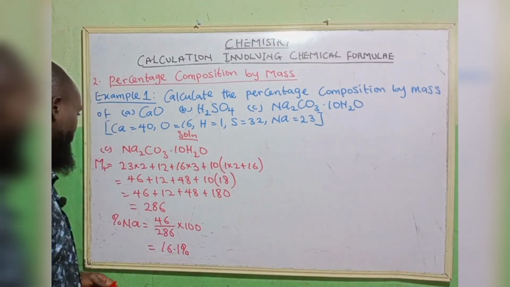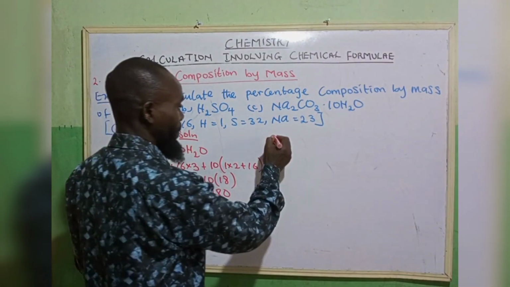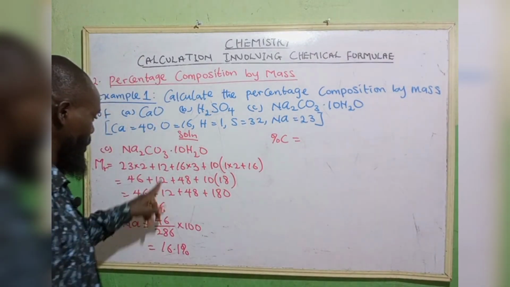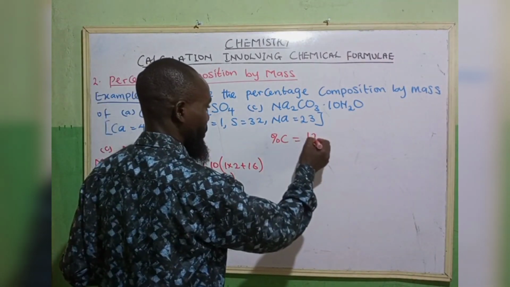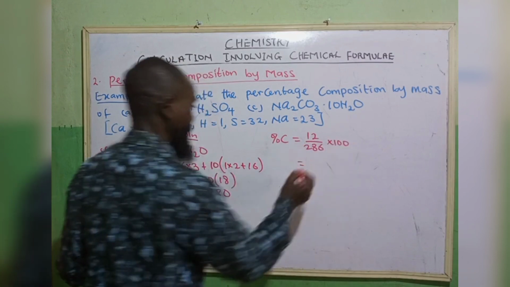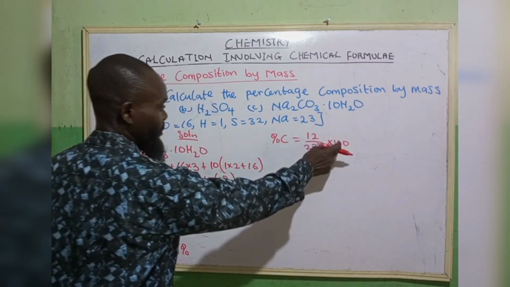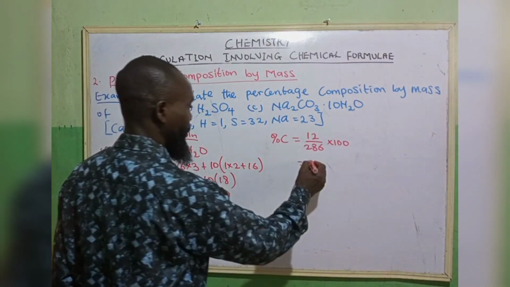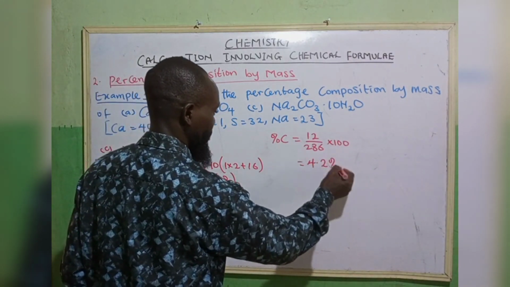So when you do it, we have 16.1%. The second one is carbon. Percentage by mass of carbon equals, carbon here is 12. 12 divided by 286 multiplied by 100. So you multiply 12 times 100 divided by 286. What do we have? We have 4.2%.